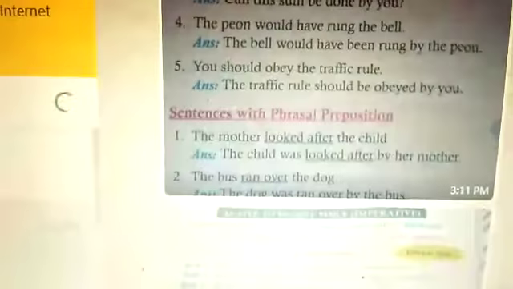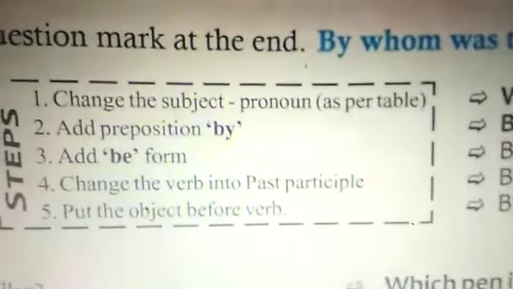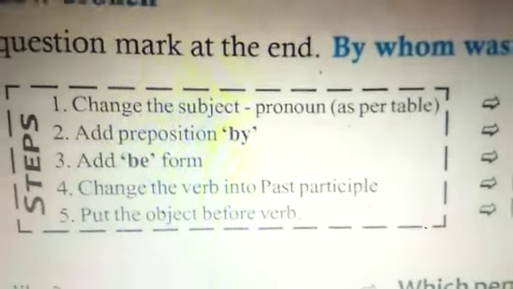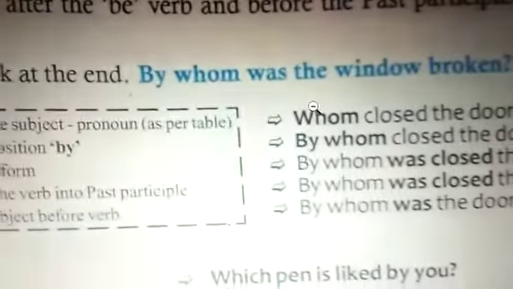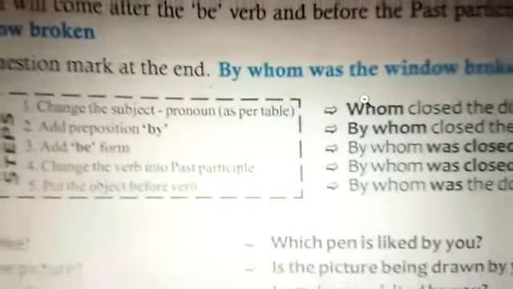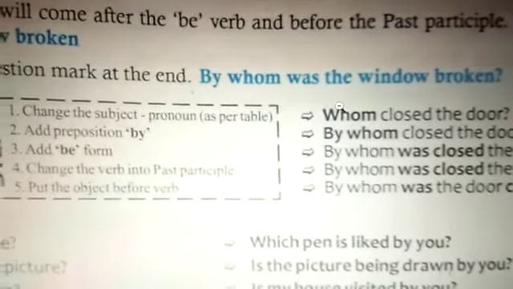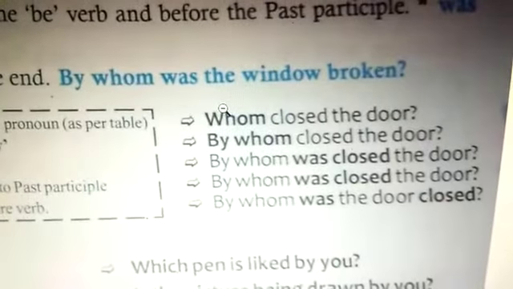Now see in the box. Who closed the door? Change the subject, the pronoun. You see the steps. Change the subject, that is the pronoun, no? So pronoun as per the table. So whom will come. Add preposition by. By whom? Okay. Add be form. By whom it was closed. Change the verb into past participle. By whom was closed the door. Put the object before verb. By whom was the door closed. So you should follow the steps. It will be easy for you.